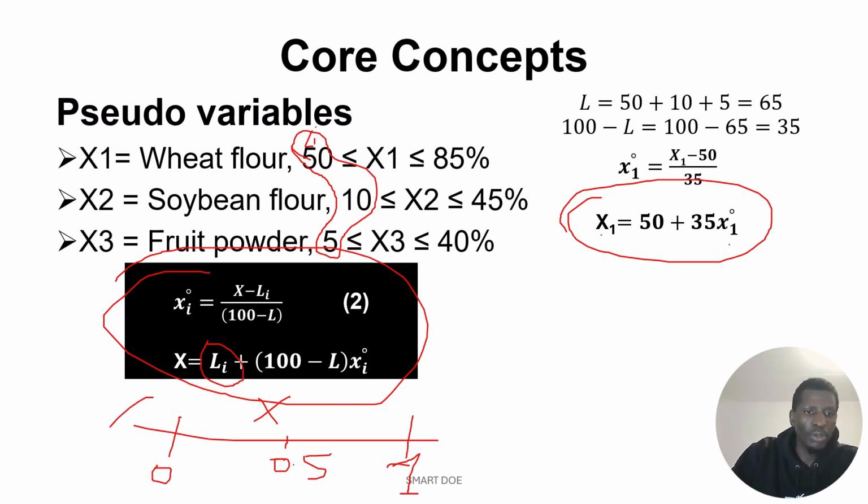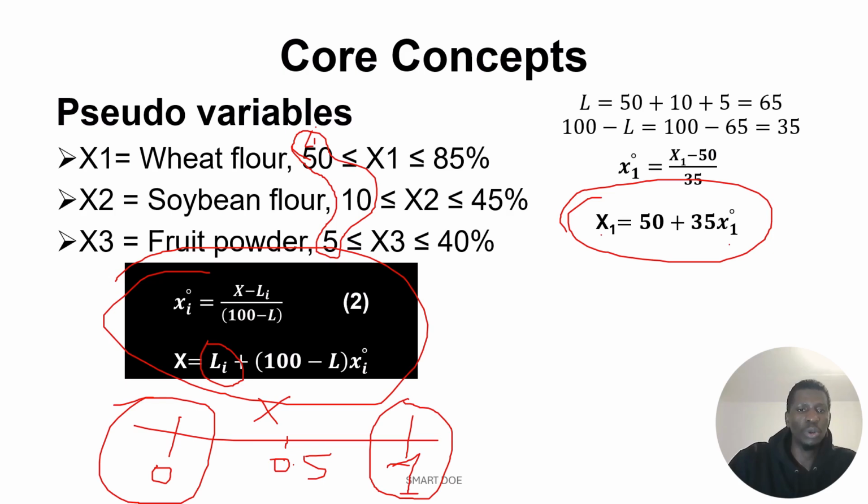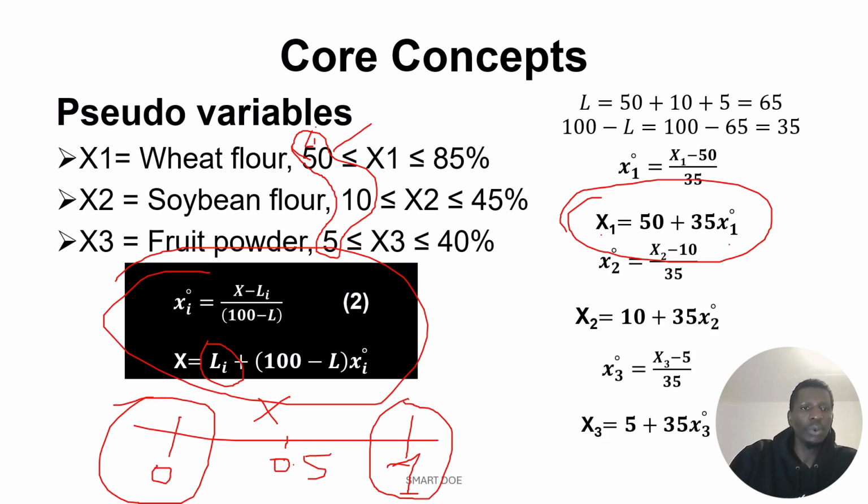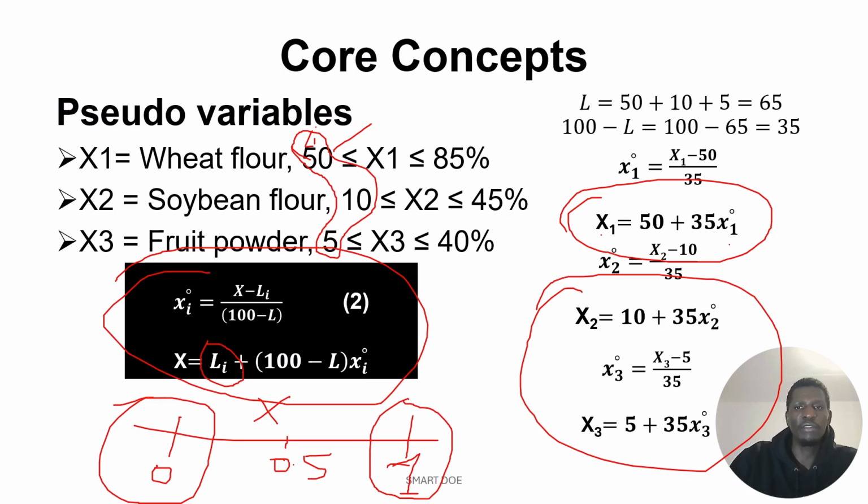But this will boil down to this limit here, where I said the lower limit of a mixture component is always 0, and the upper limit is always equal to 1. So if I substitute 85 here, I will have 85 minus 50, which equals 35 divided by 35, which equals 1. And it will also boil down to this limit here, where I said the upper limit of a mixture component is always equal to 1. So what basically I mean is that anywhere you see 0 in a mixture experimental setup, know that they are referring to the lower limit of that component. Anywhere you see 1, know that they are referring to the upper limit of that component. So if we do the same for soybean flour and fruit powder, we are going to have these equations. And with these equations, you can convert any value within this range from 50 to 85, from 10 to 45, and from 5 to 40.